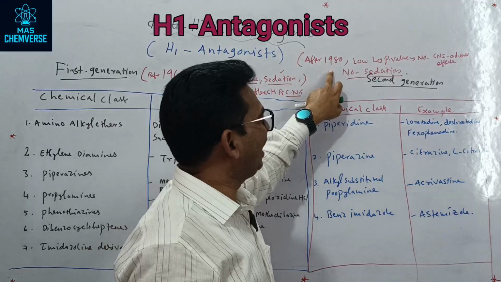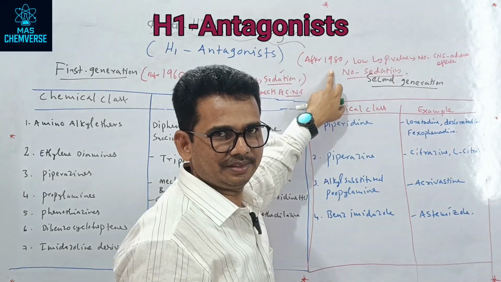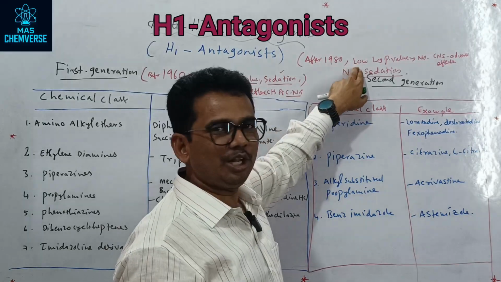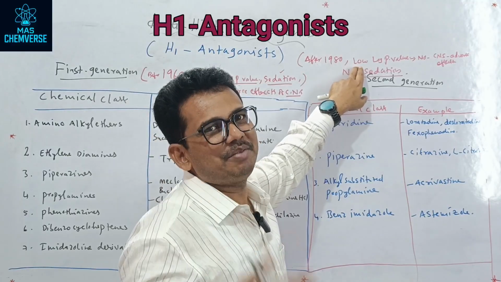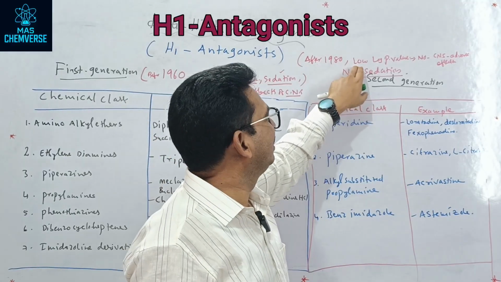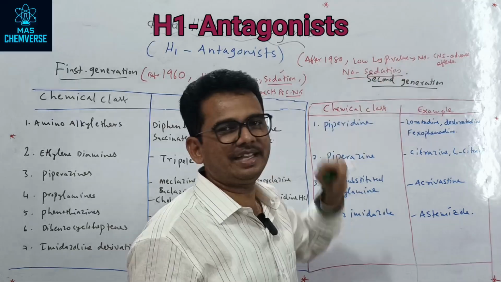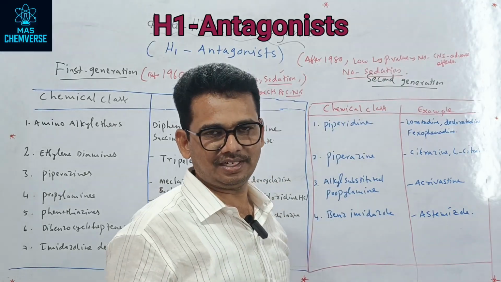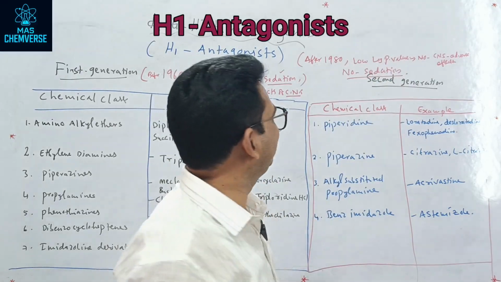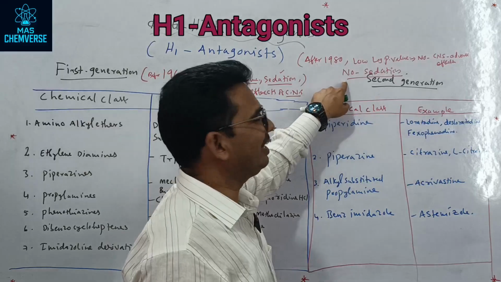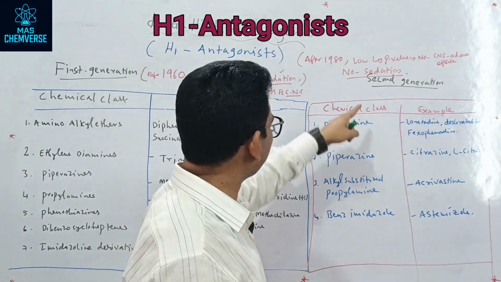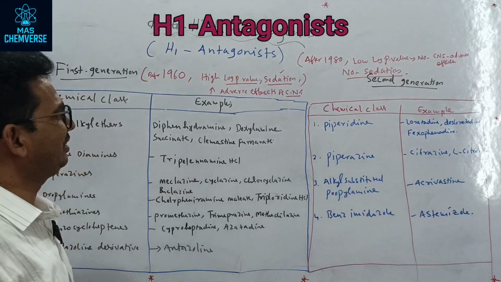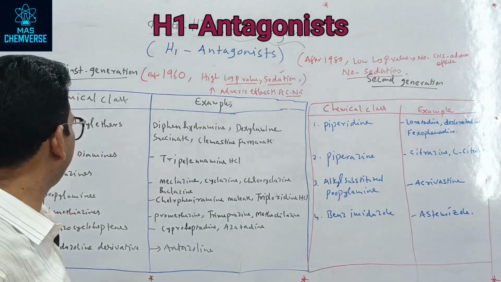In this case, the second generation was introduced after 1980. They have low lipid solubility, which means they are not going to cross the blood brain barrier easily. That is the reason they have fewer adverse effects related to the central nervous system. The other main thing is no sedation. That is the difference between the first generation and second generation.